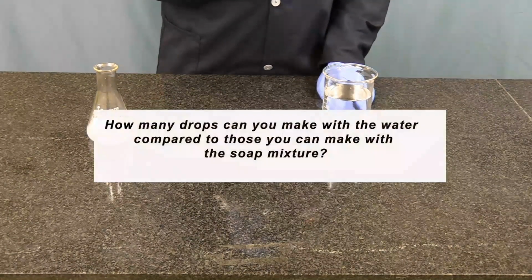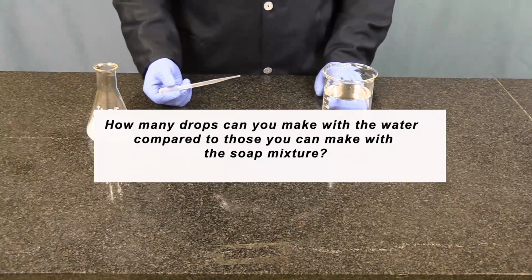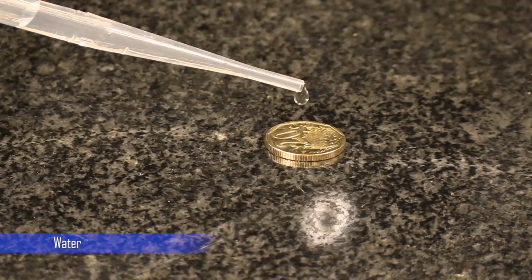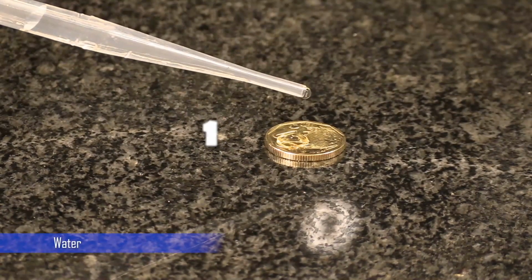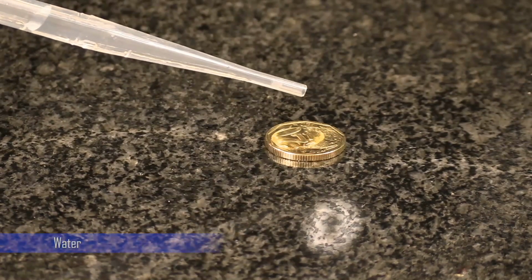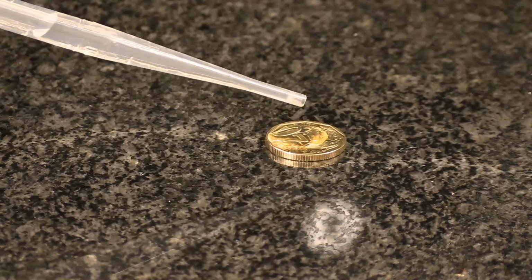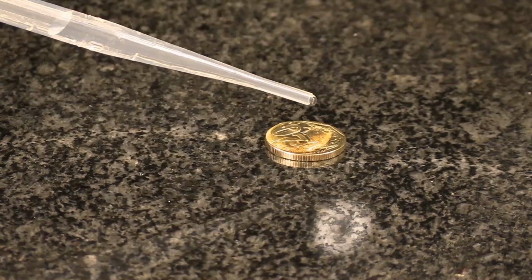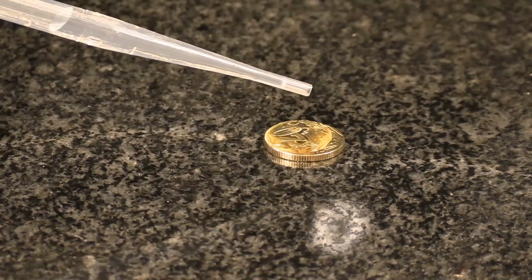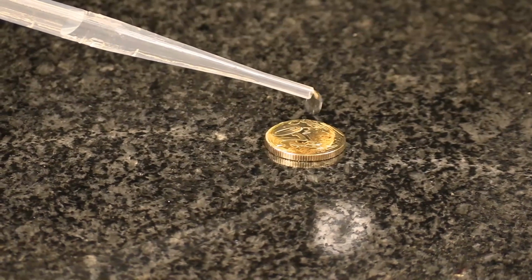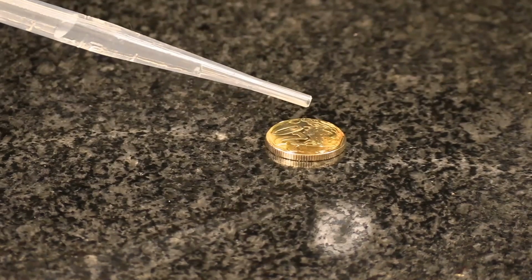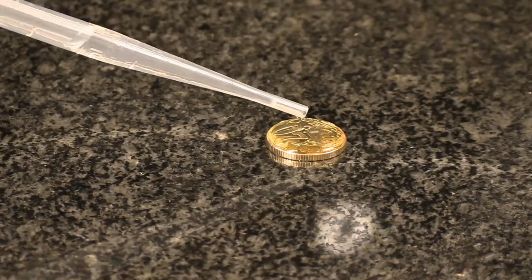How many drops can you make with the water compared to those you can make with the soap mixture? Let's find out. 1, 2, 3, 4, 5, 6, 7, 8, 9, 10, 11, 12, 13, 14, 15, 16.